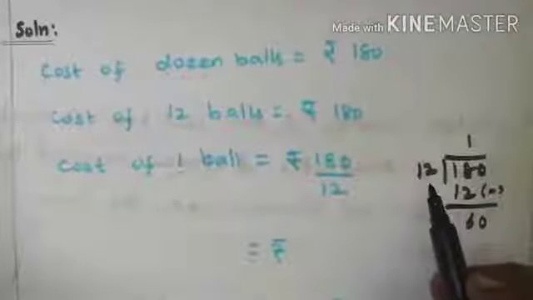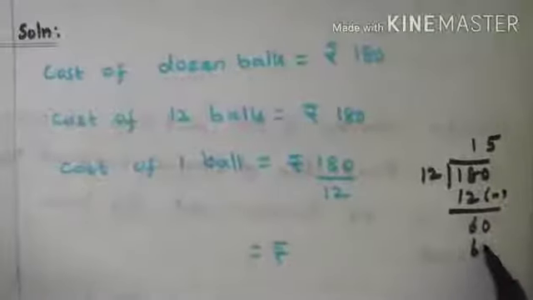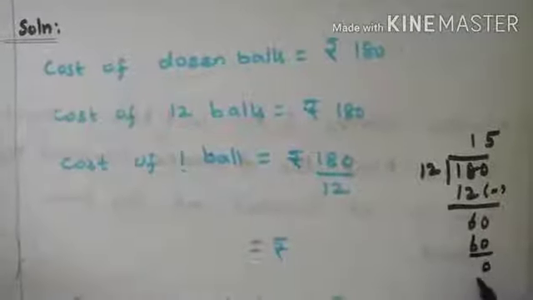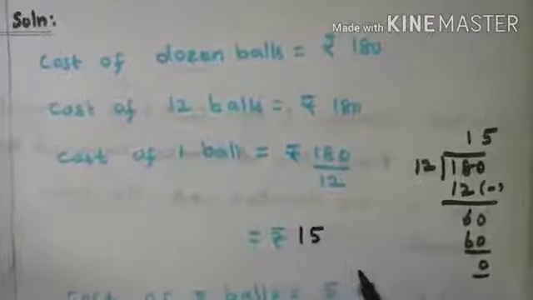Now you see the 12th table. So here 5 12s are what? 60. Therefore the cost of 1 ball is rupees 15.